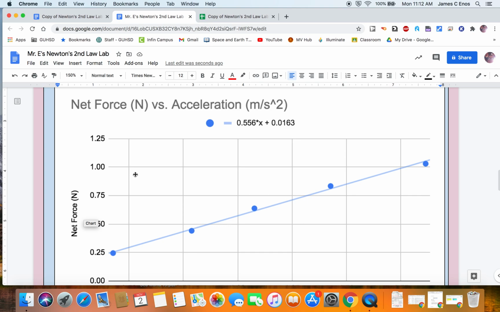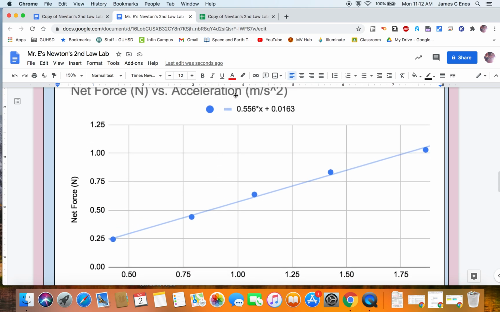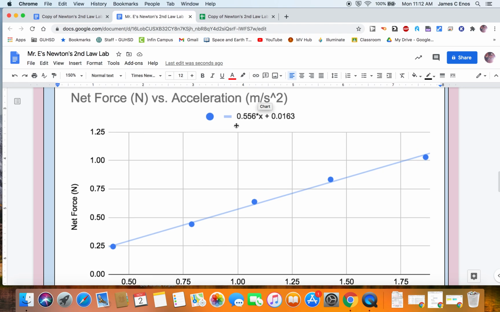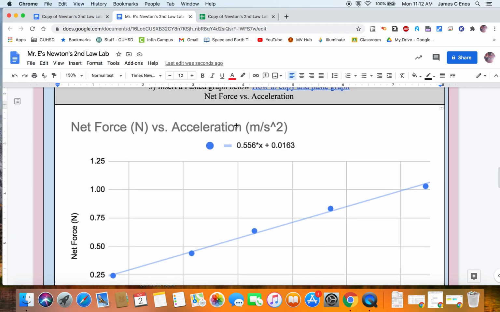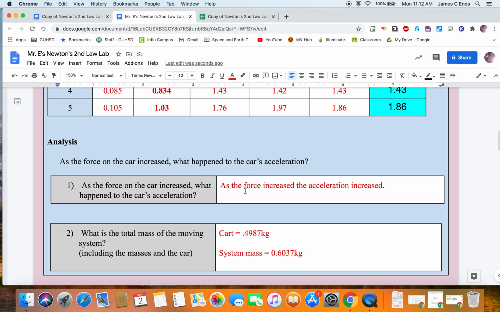So force is on the y-axis, acceleration on the x-axis. That means this slope is telling us how the force changes due to an acceleration, or rather how an acceleration can then change the net force. And we're going to see that this 0.556, that's the slope. Now we're going to try to do our analysis questions.